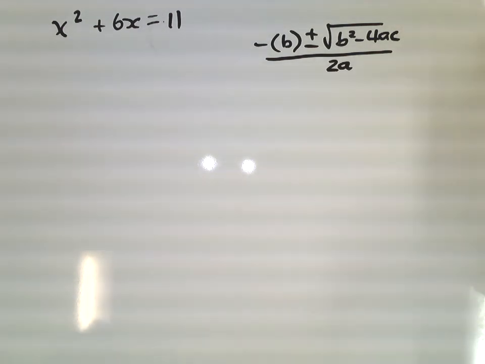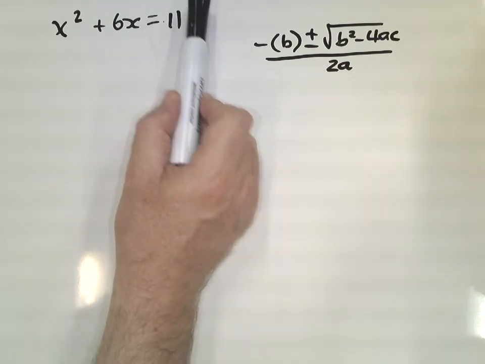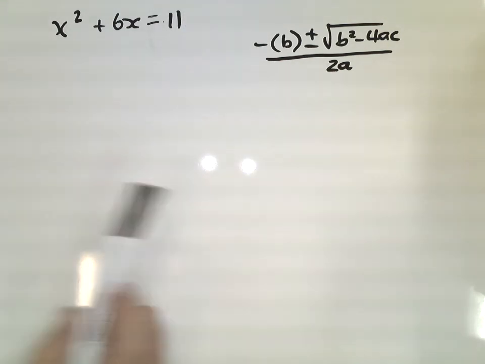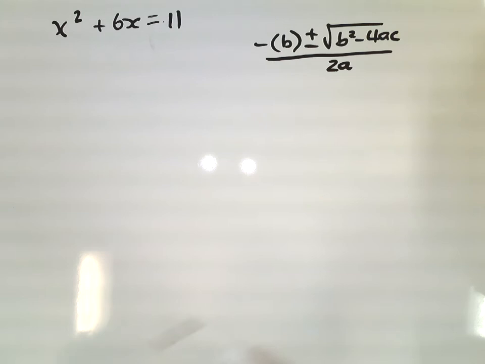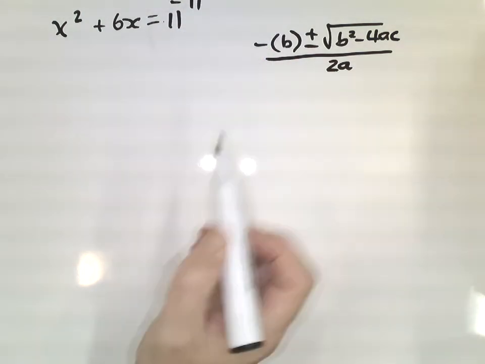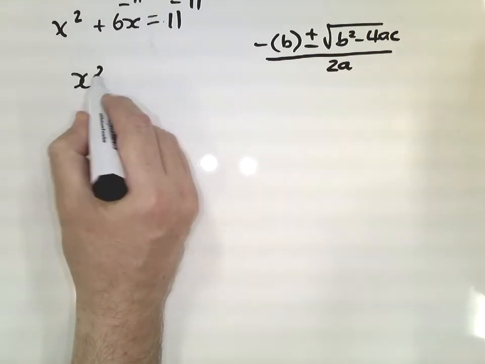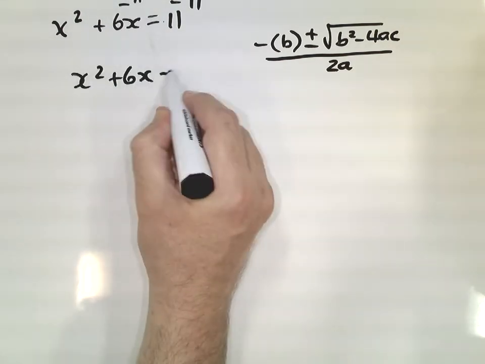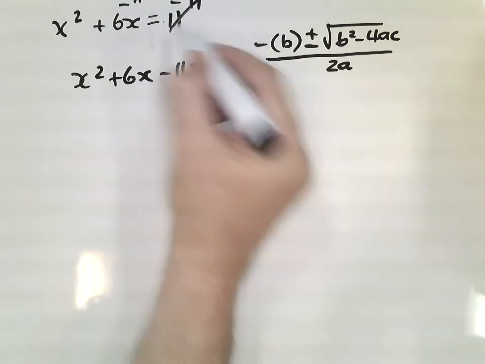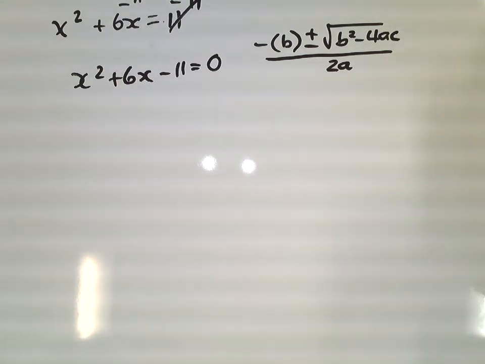This is just a slightly different equation, slightly more complex, but not really. The difference between this one and the one we did before is that we actually have equals 11, and we need to deal with this before we deal with anything else. To move that 11 to the other side of the equation, we take 11 from both sides. So we get x squared plus 6x take 11 equals, and of course, what's left on this side but 0. So it's back to the format that we did before.